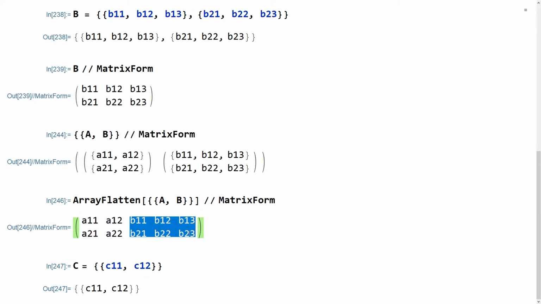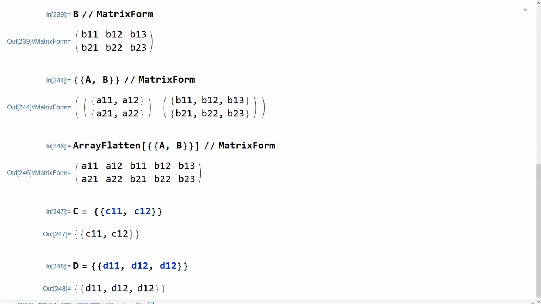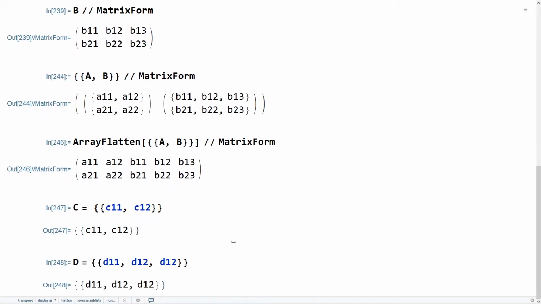What's going to have to go underneath this B block is a matrix that has the same number of columns as B, but the same number of rows as A. And that means D has to be 1 by 3. So we'll let D be the matrix D11, D12, D13. And now we're going to do the same trick where we glue all this together into a block matrix. So how do we do that?